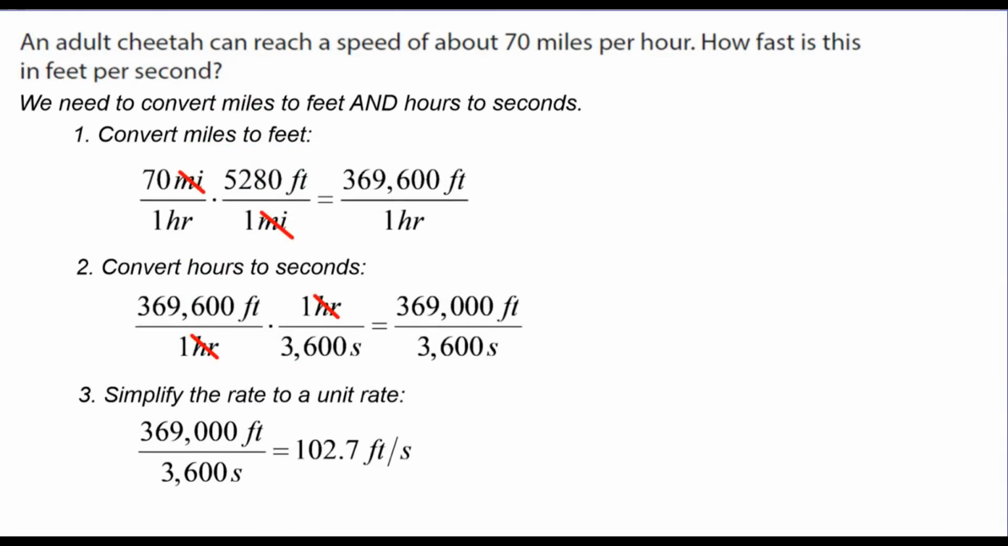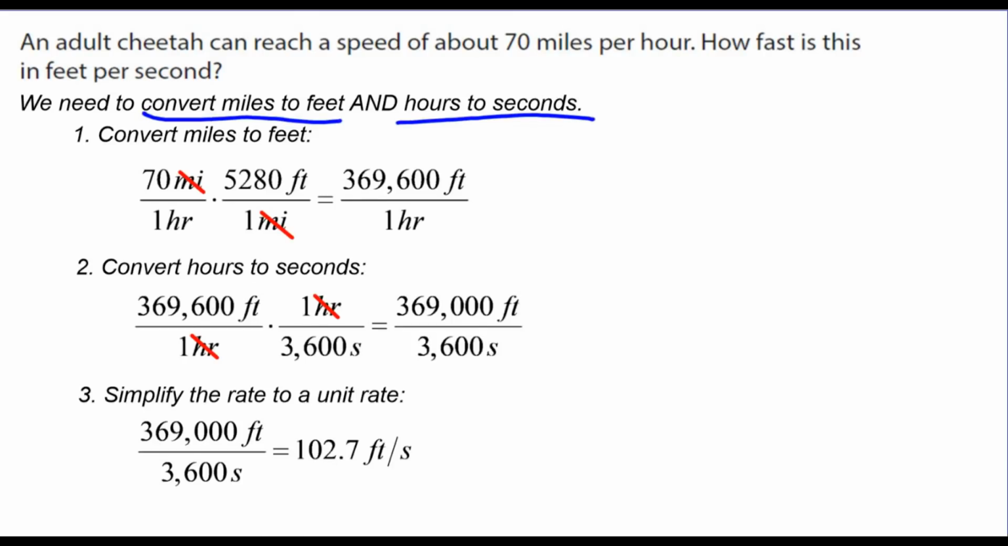An adult cheetah can reach a speed of about 70 miles per hour. How fast is this in feet per second? Again, we're going to have to do two conversions here. We have to convert miles to feet and hours to seconds. So our miles is converting to feet and our hours are converting to seconds.